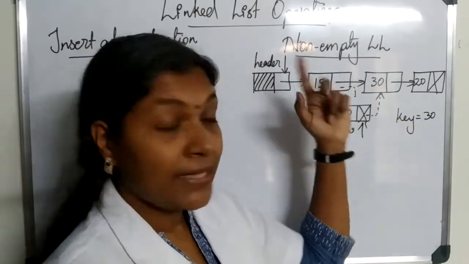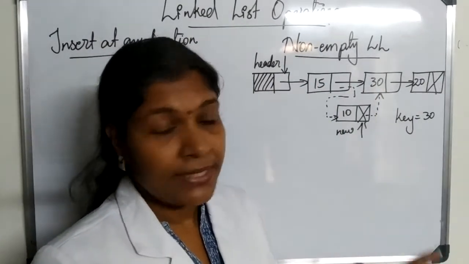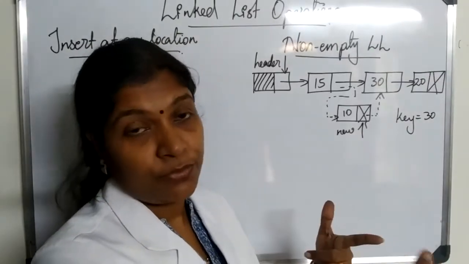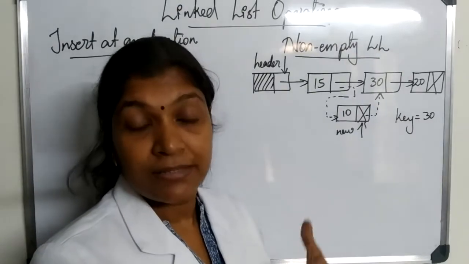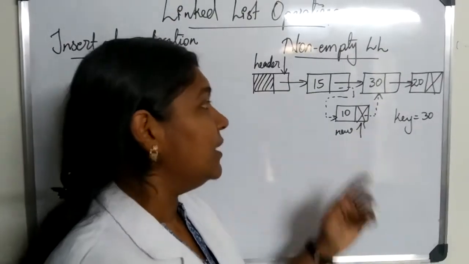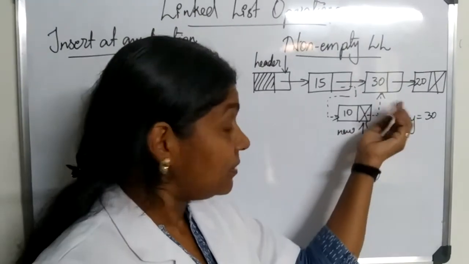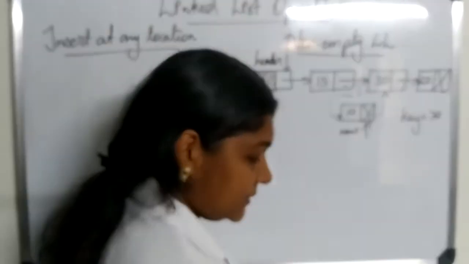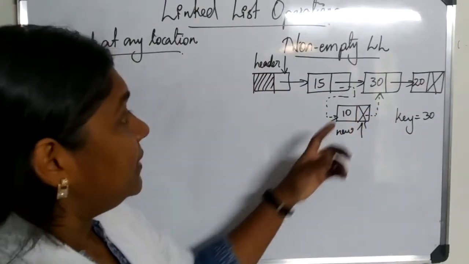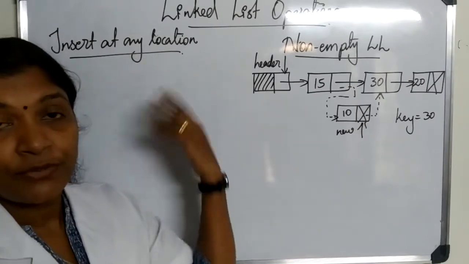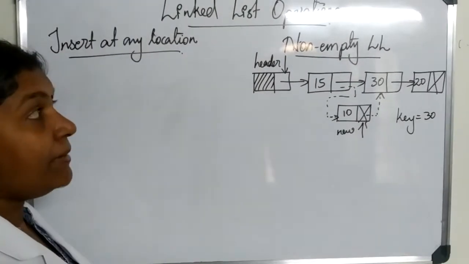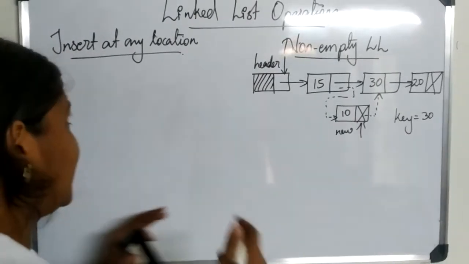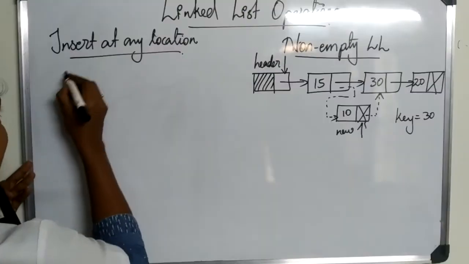If I am entering 30, then as I already mentioned, we can do it in 2 methods: after the element 30 we can insert the new element, or before the key element we can insert the new element. Right now we are going to adopt the method of inserting before the key element. So our key element is 30. When coming to the code or algorithm part, I already mentioned the empty part is the same as that of insert at beginning and insert at end. So without any doubt we can write it.